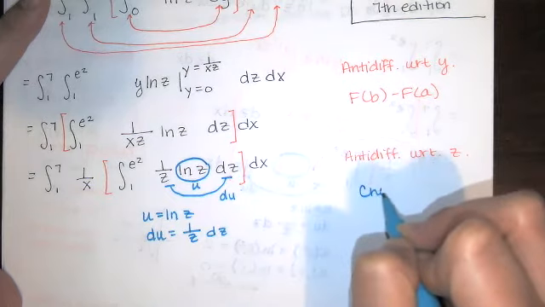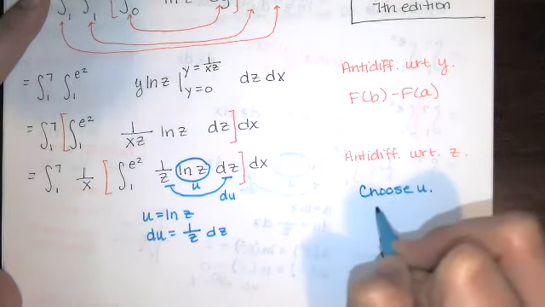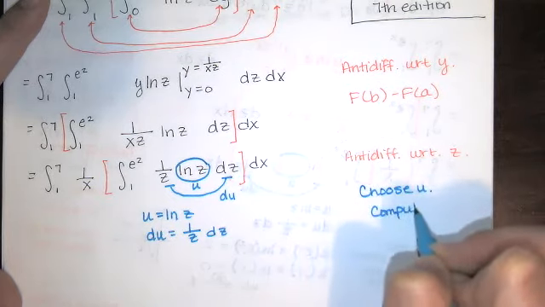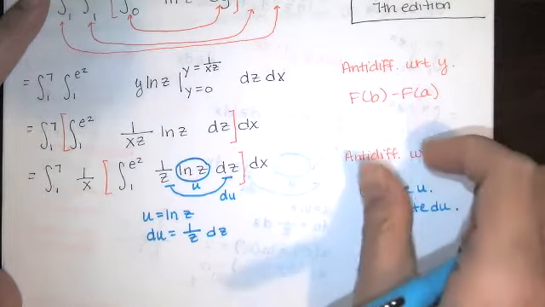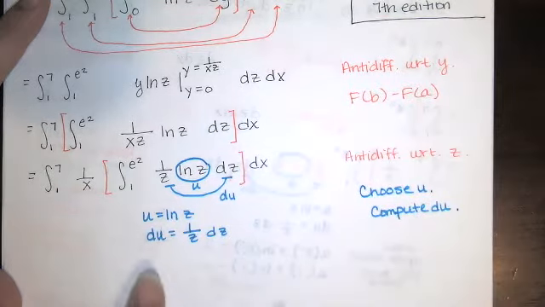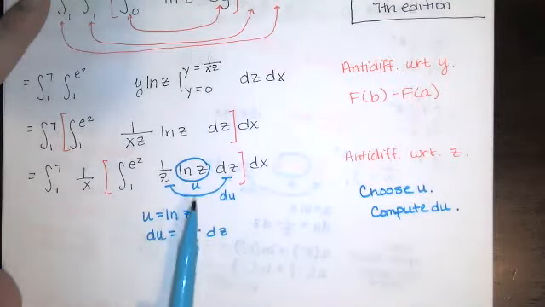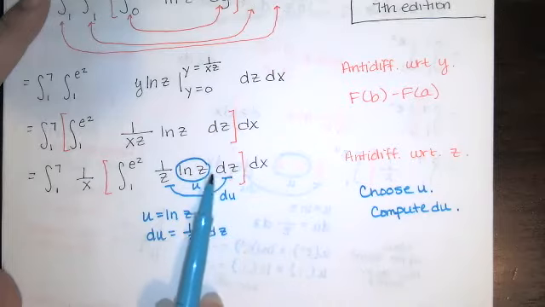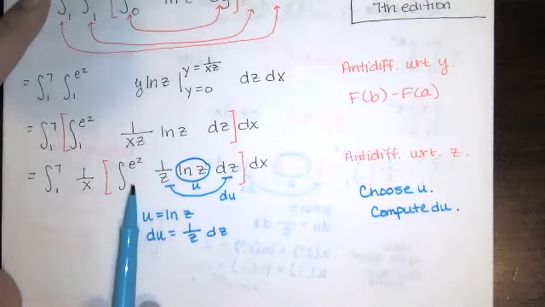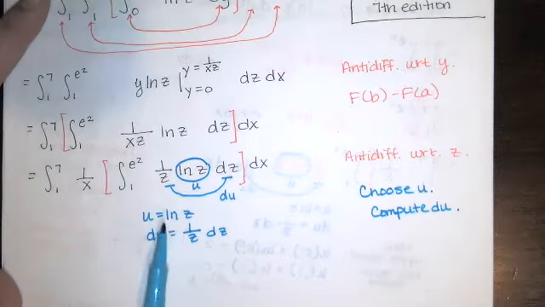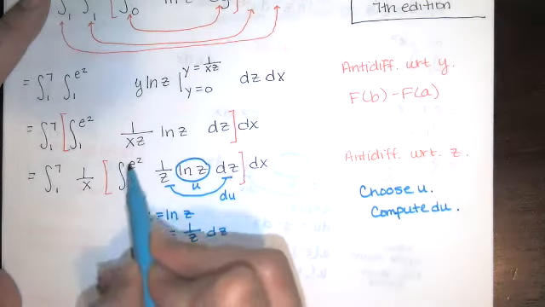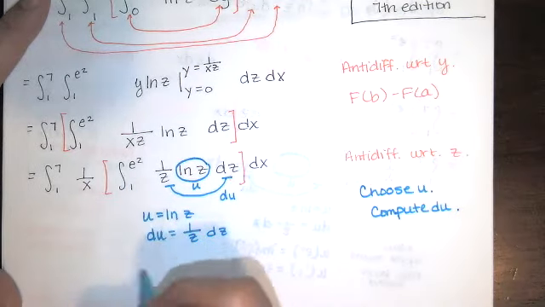So I want to choose u, then we computed du, and then the next thing we need to do is change our bounds. If these are bounds for z, we're saying integrate this function from z equals 1 to z equals e squared. When I change to u, I need to integrate from u equals some value to u equals some other value. To find those values, I just substitute these in for z right here.